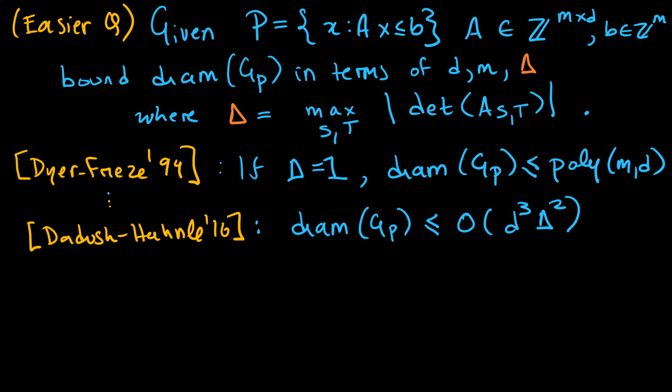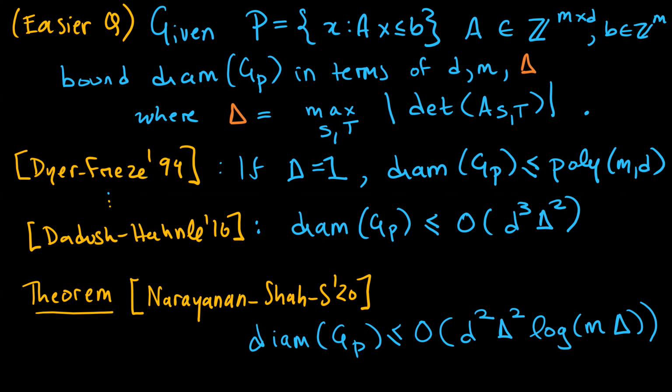1, in other words, this constraint matrix A is unimodular, then the diameter is indeed less than some polynomial in m and d. And for larger delta, there's a more recent result which shows that the diameter is at most O of d cubed times delta squared. So this work seeks to make an improvement, or does make an improvement, where the d cubed parameter is improved to a log m delta, or improved in some setting of these parameters. Okay. So that is what this talk will be about.